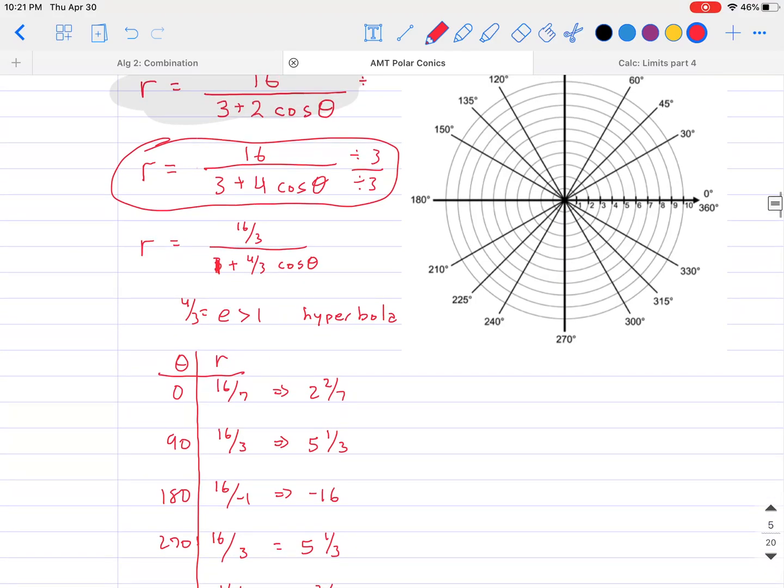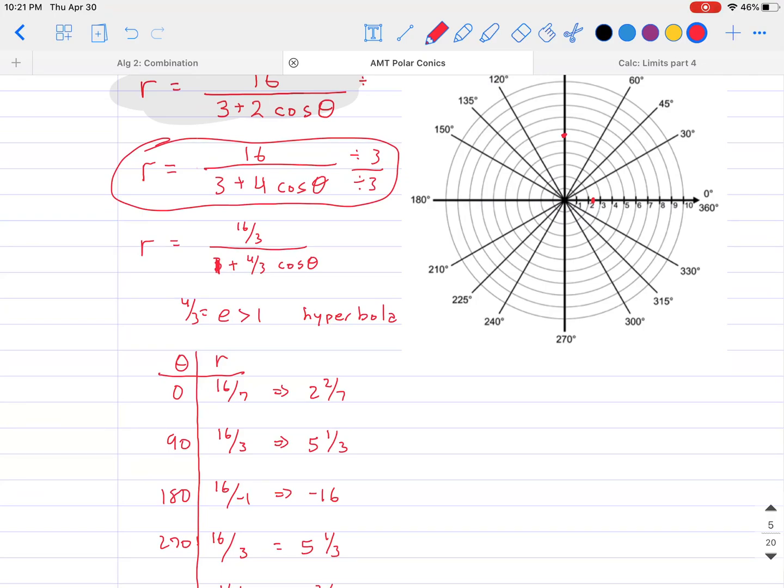All right, so let's put it all together. So first point, a radius of 2 and 2/7 and the angle of 0. So that is going to be somewhere over here, pretty small for the most part. At 90 degrees, we have 5 and 1/3. So 1, 2, 3, 4, 5. So we're going to go up by that much. And there's the next point.